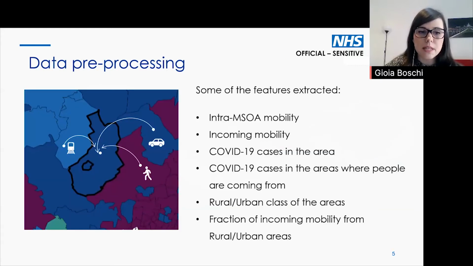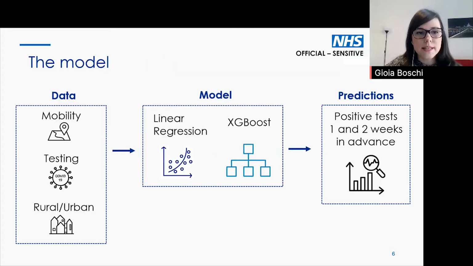For each of these areas, I've extracted interesting features from the data, like the intra-MSOA mobility, incoming mobility, COVID-19 cases in the area, but also COVID-19 cases in the areas where people are coming from, and other features. All this data is then put together and used by a machine learning model to predict positive tests 1 and 2 weeks in advance. The two approaches that I've used for modeling are linear regression and XGBoost.